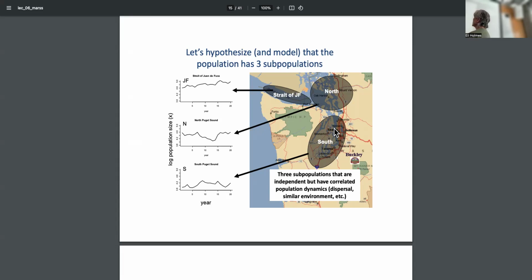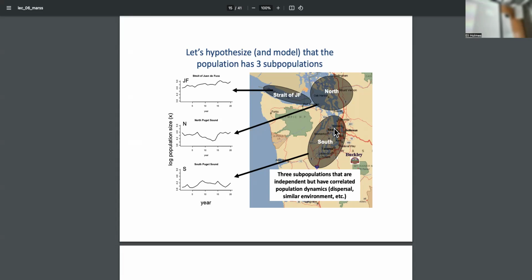And so let's say they wanted to test this hypothesis. This is a hypothesis about how the population is structured. So we hypothesize that there are 3 subpopulations. There's a south, there's a north around the San Juan Islands, and then there's this population that's out in the Strait of Juan de Fuca, and they're really influenced by the ocean environment.